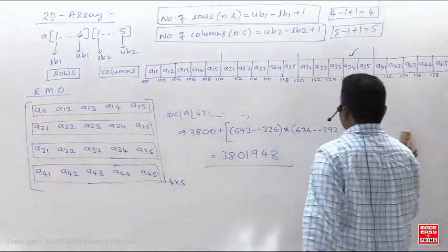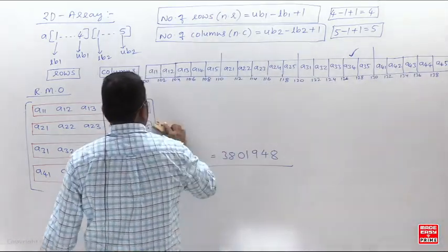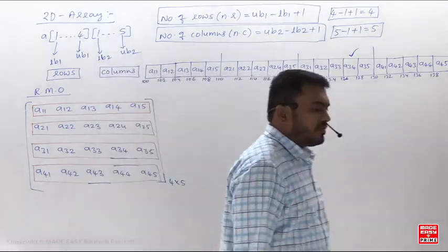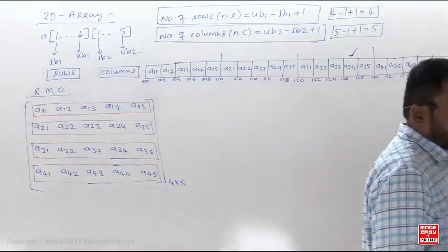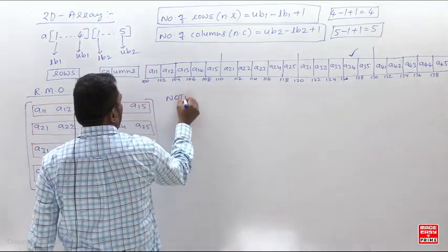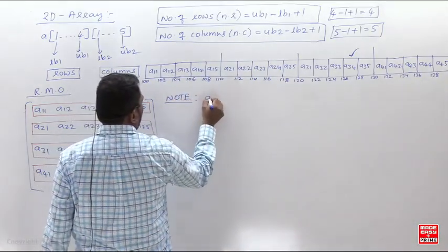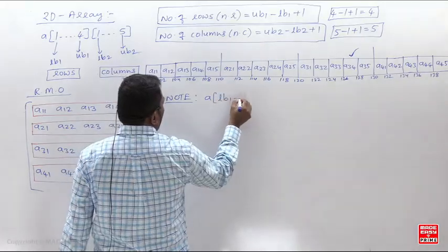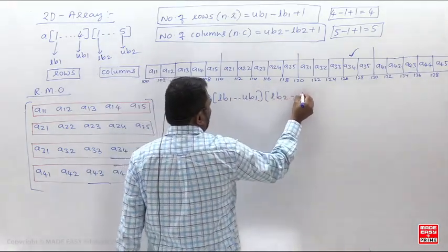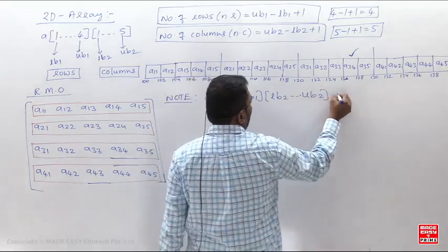Right. So I think you guys can check where the mistake is. In case somebody made a mistake, check it out. Okay, right. So note down the formula directly. Keep it as a note. I think two questions are enough. So A of LB1 to UB1, LB2 to UB2. Note down.